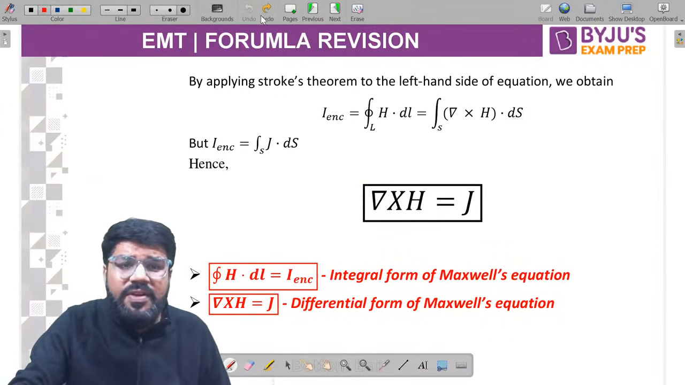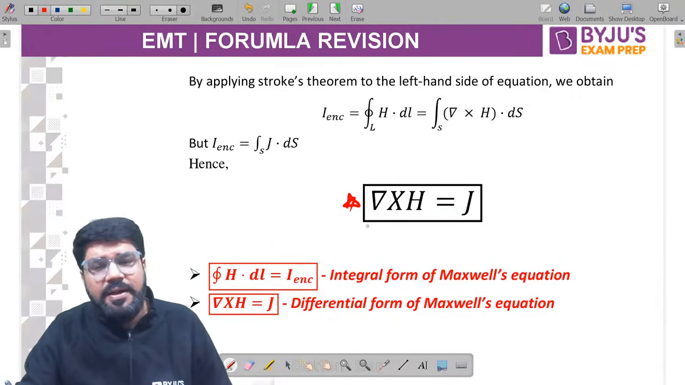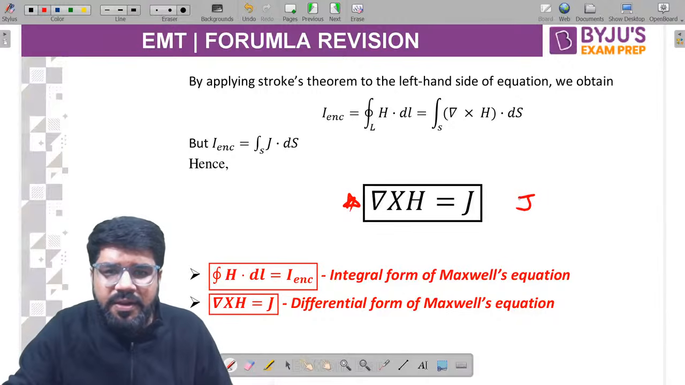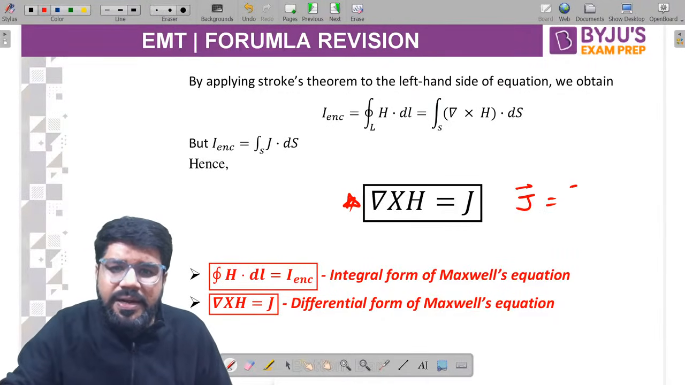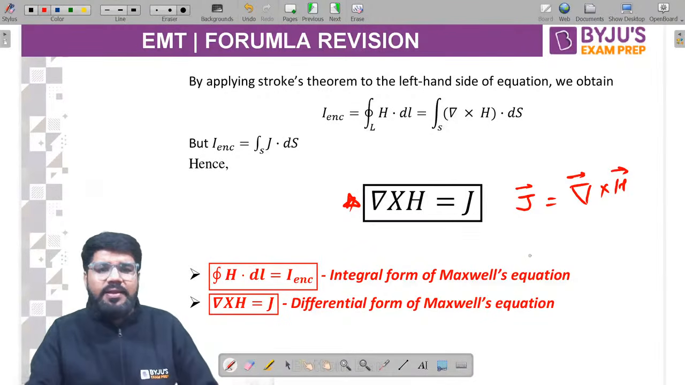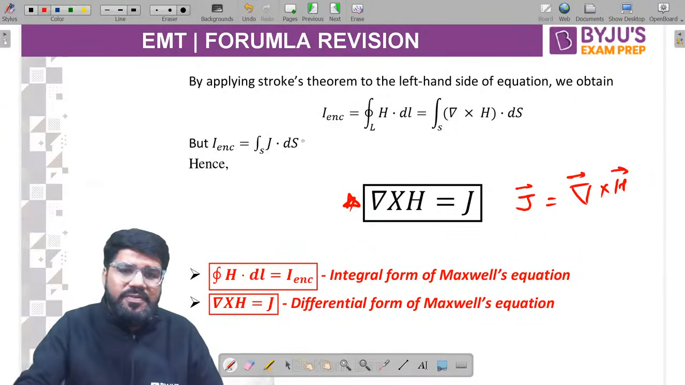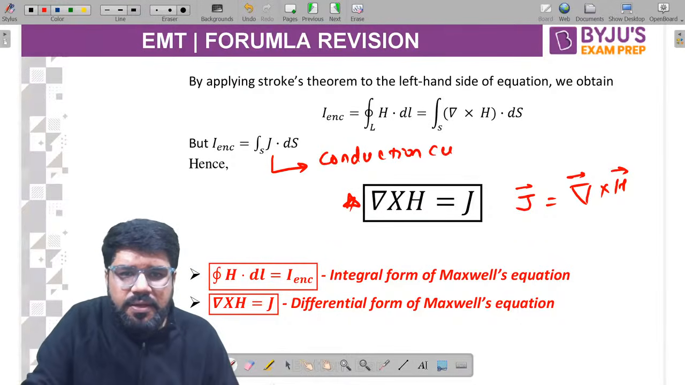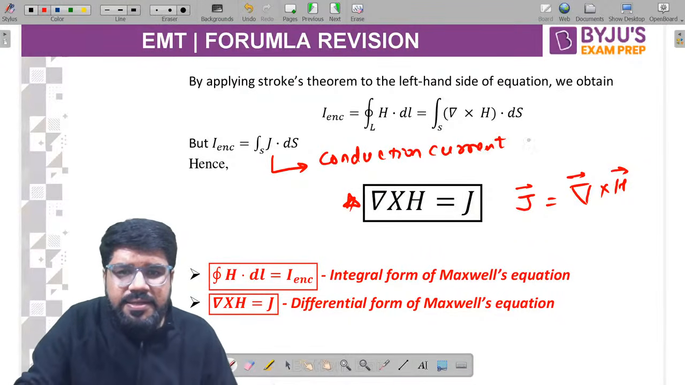Now this is the area where questions are more expected. Given a magnetic field, calculate the current density of the medium. That is given by del cross H. J is the current density, or the conduction current density, of the medium.